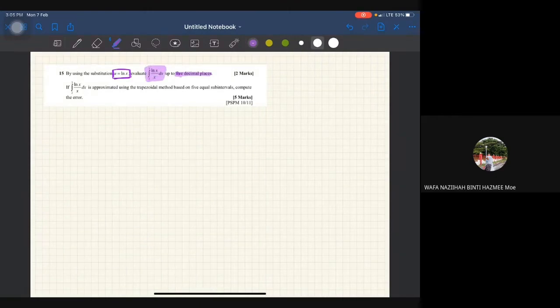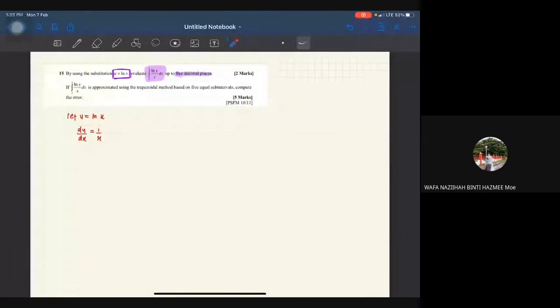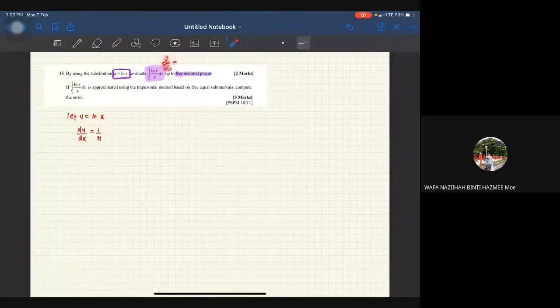Okay, so jom kita try buat yang ni. Okay. So we let U equal to ln X. So you are going to get du dx equal to 1 over X. Okay, done. Alright, so we have ln X changed to U already. Okay, so we are left with 1 over X dx.